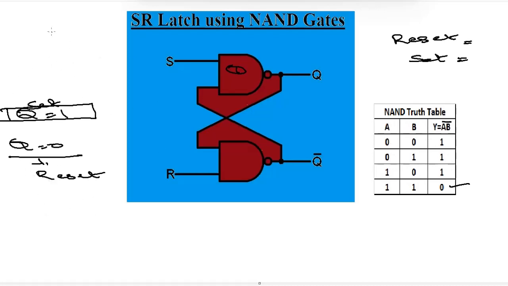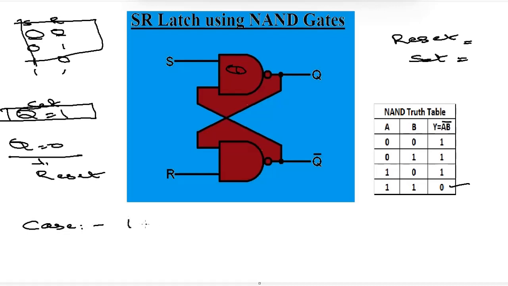So, what are the possible conditions for SR latch? The inputs are S and R. First of all, S is 0, R is 0. Second one, S is 0, R value is 1. And S value is 1, R value is 0. And S value is 1, R value is 1. These are the possible conditions we have in the SR latch. Now, we go for case 1. First case 1 we are deriving.